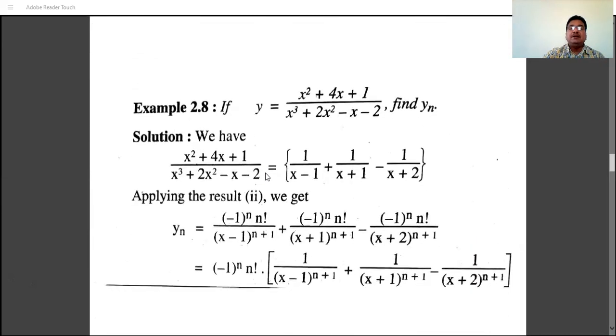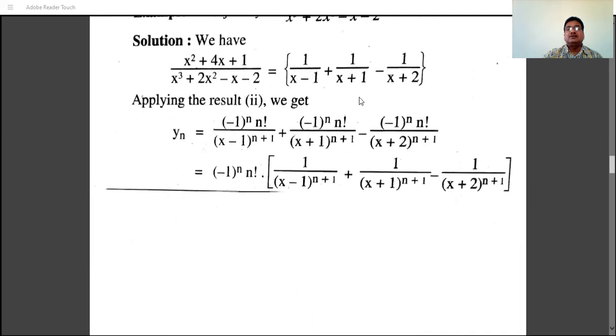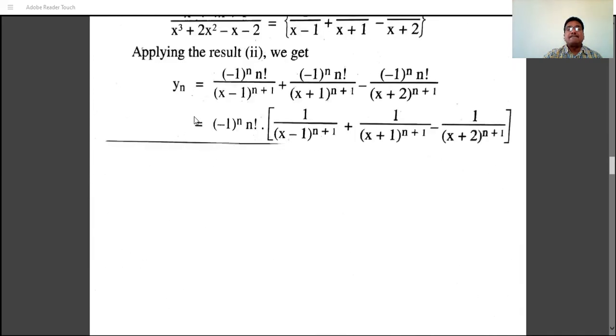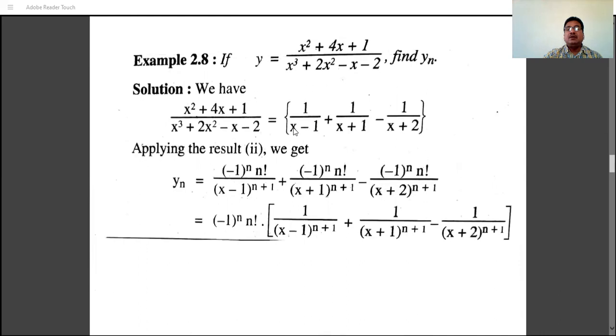And so by applying this procedure, these are the partial fractions, the sum of partial fractions. So it is converted to 1 by x minus 1 plus 1 by x plus 1 minus 1 by x plus 2. And then write yn. So yn is what? Write the 1 by ax plus b rule. So minus 1 raised to n into n factorial into 1 raised to n. Now a is 1, divided by x minus 1 raised to n plus 1.